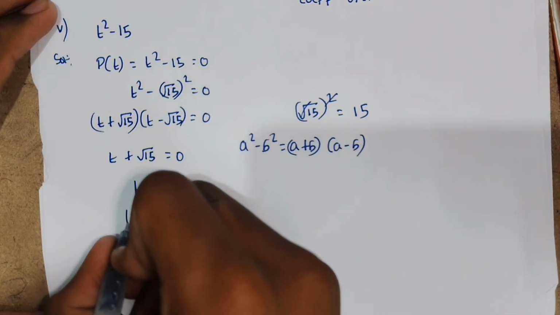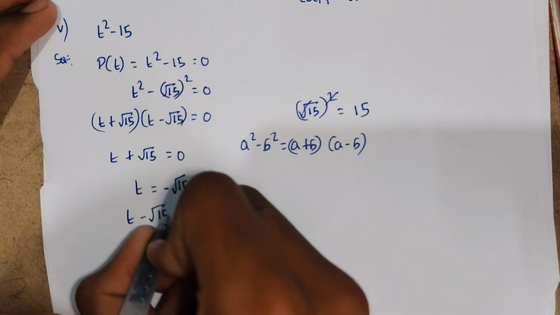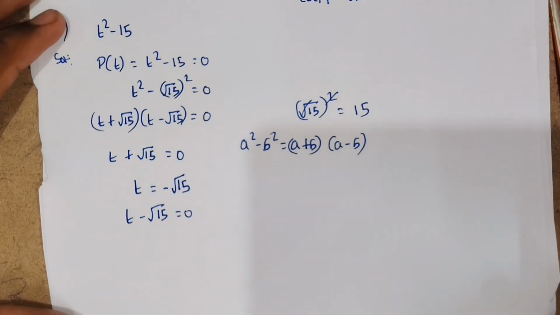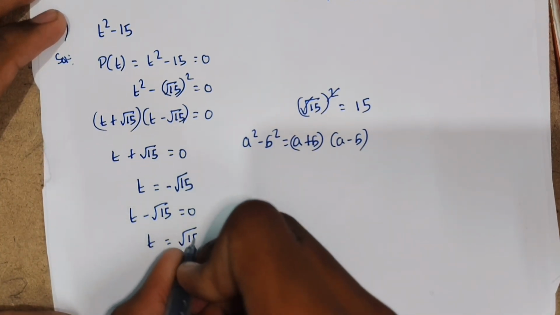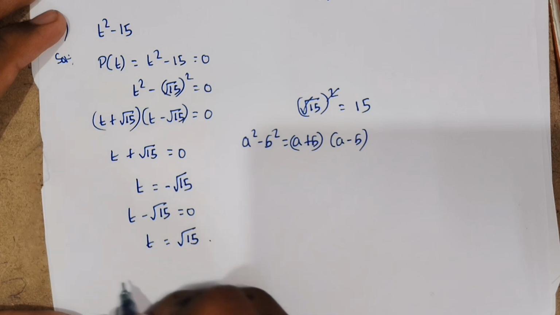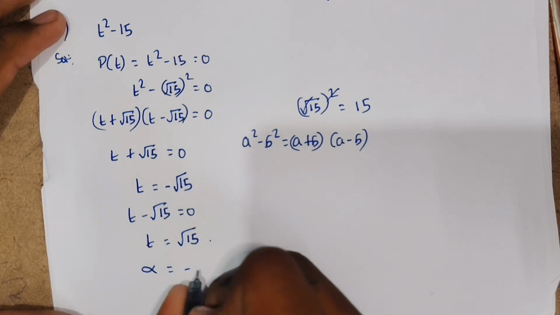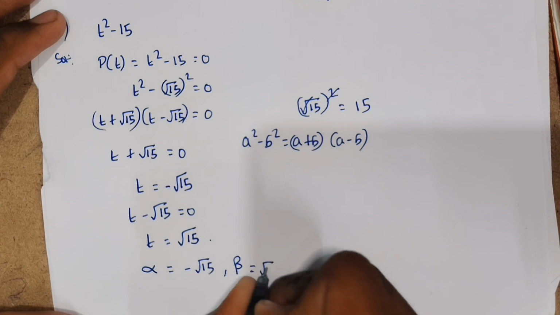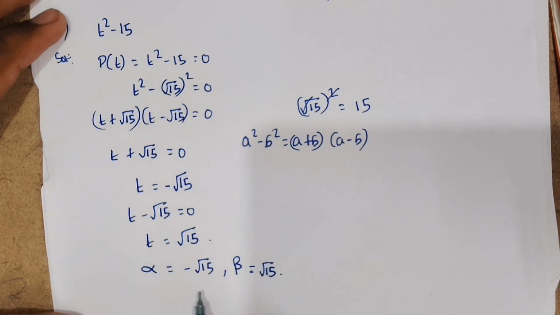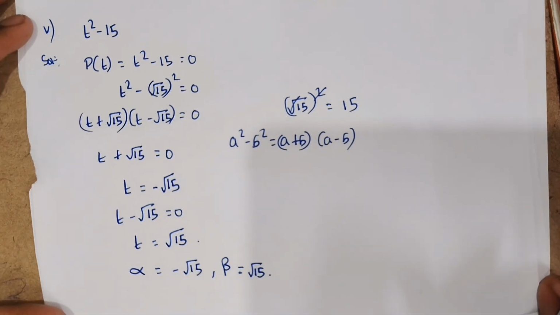Another one, t minus root 15 equals 0. When t minus square root of 15 equals 0, if we transfer minus square root of 15 to the right side, it becomes t is equal to square root of 15. So we got alpha is equal to minus square root of 15, beta is equal to square root of 15. We got alpha and beta. So let us do the verification.